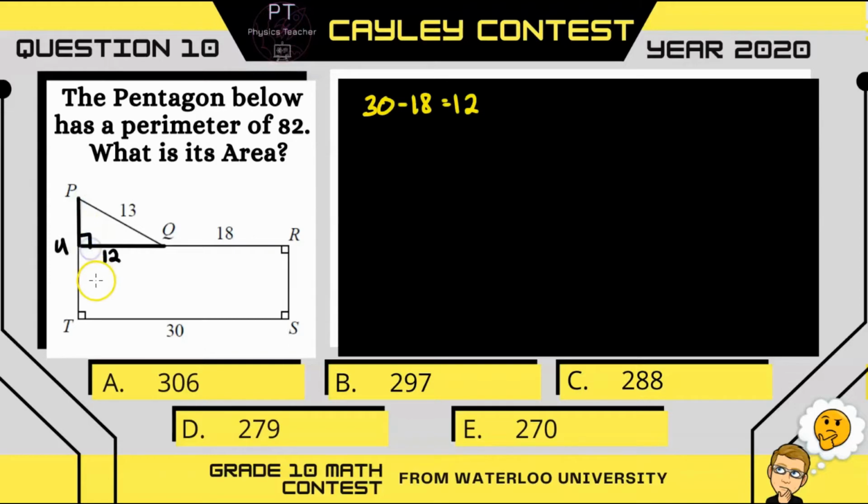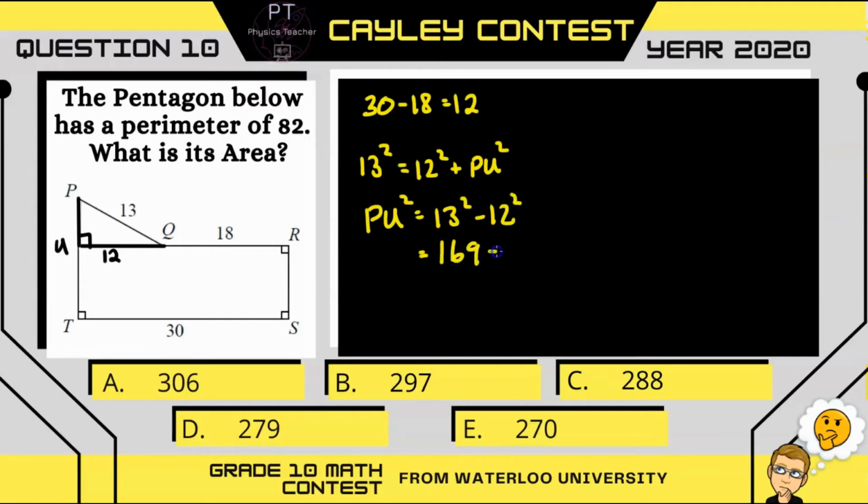Since this is a right angle triangle, I can use the Pythagorean theorem, which would say that 13 squared, the hypotenuse, equals 12 squared plus that distance PU squared. So rearranging for PU squared, we get PU squared is 13 squared minus 12 squared, which equals 169 minus 144, which is 25. So to figure out what PU is then, I take the square root of both sides, and we get PU equal to 5. So this distance here is 5.